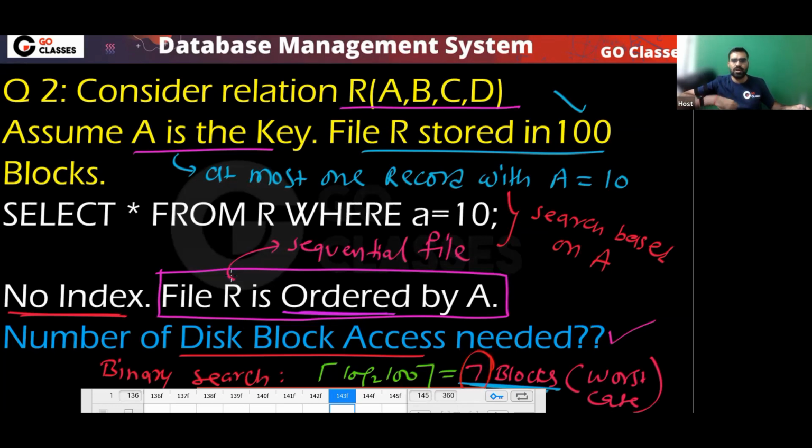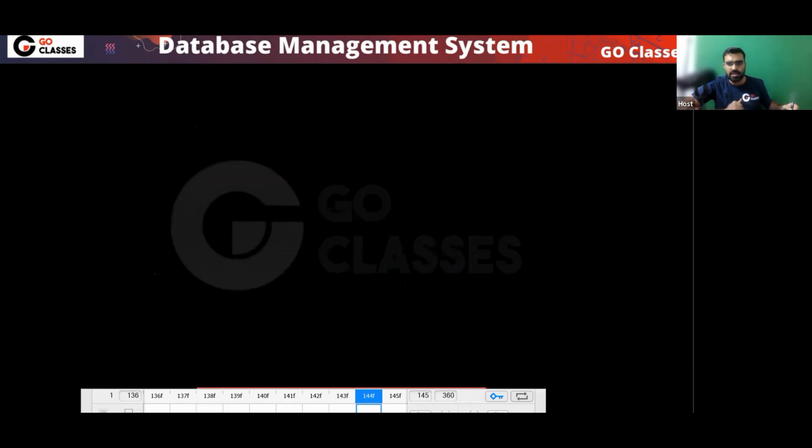Is this question clear to everyone? Because there is no index. We don't have any index. So your file is a sequential file. Your file is ordered. So we can apply the binary search. And that is the reason for 7 block access. That is the worst case. This is your question number 2.